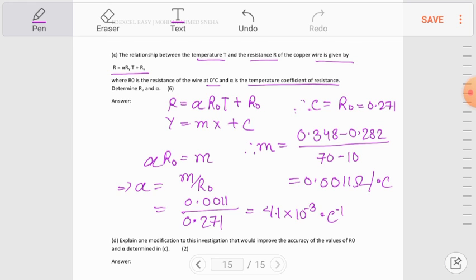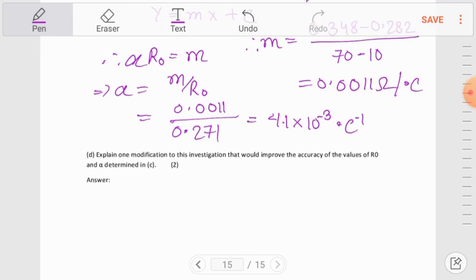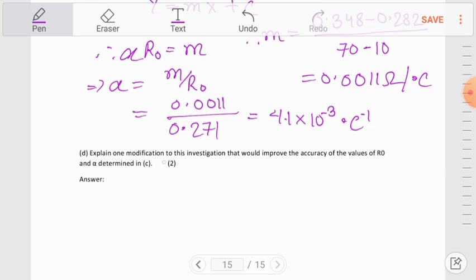I wrote this in a smaller space because I didn't have much room, so I hope question number C was clear. I'm moving to question number D. Question number D says to explain one modification to this investigation that would improve the accuracy of the value for R naught and the value for the temperature coefficient.